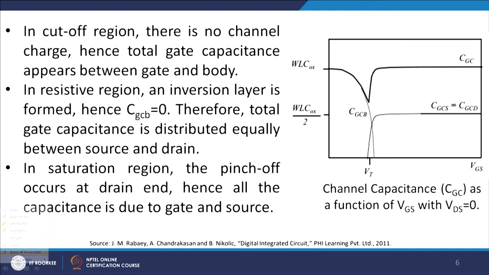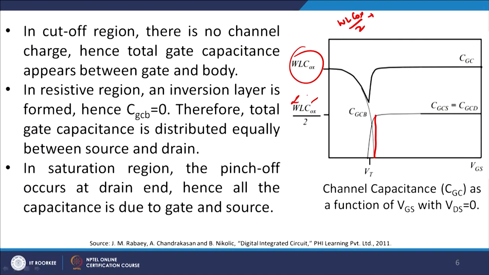So what you see is exactly at this stage, where this goes to 0, everything is taken care of by at least half of it each, the gate-to-channel source side and drain side. Since each of them is WLCOX by 2, if you simply add them together, I get the total WLCOX, because they are in parallel. If they are parallel, C1 plus C2, I get total WLCOX. And as you increase VG, the total capacitance still remains the same, which is WLCOX.